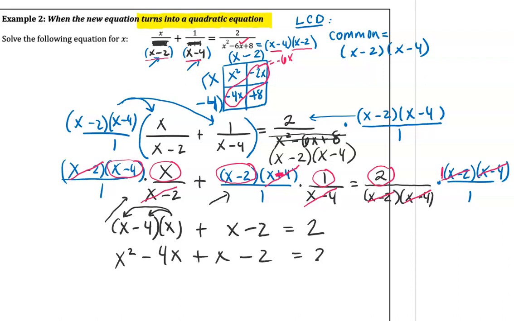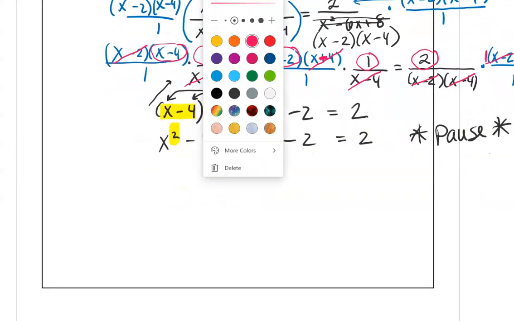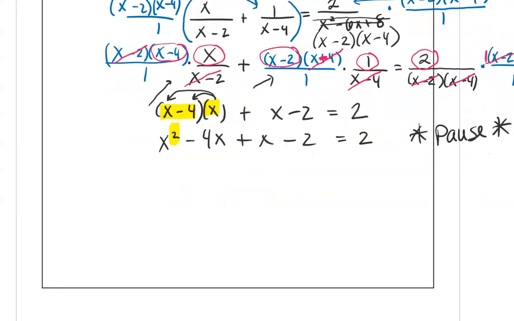And so I want you to pause for a moment and notice that after distributing my x to my x minus 4, I ended up with an x squared. So as soon as you end up with an x squared in your equation, it's a game changer. You have to stop and recognize that this is telling me that this equation is now quadratic.